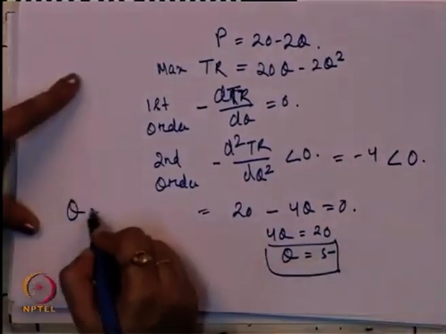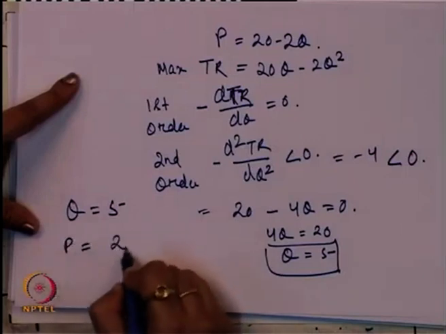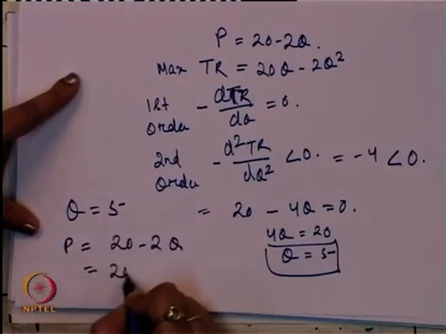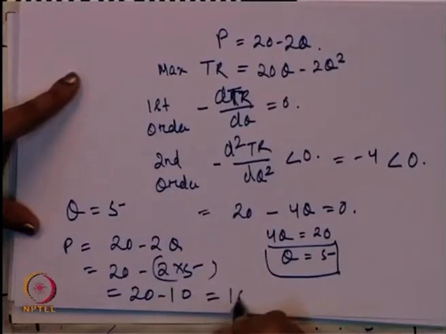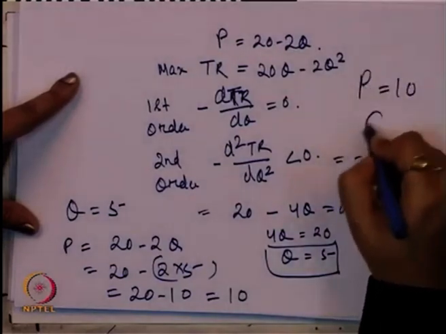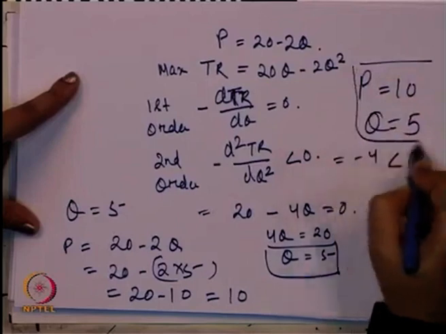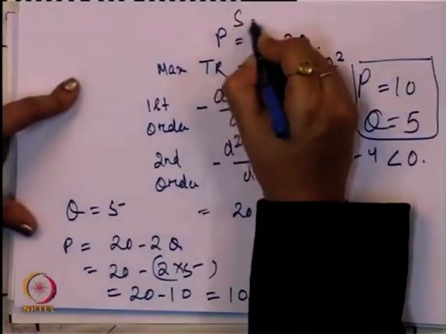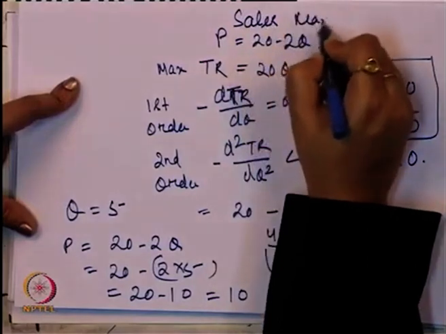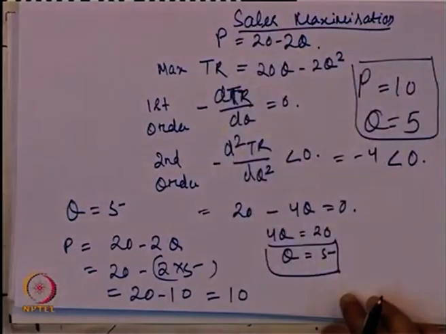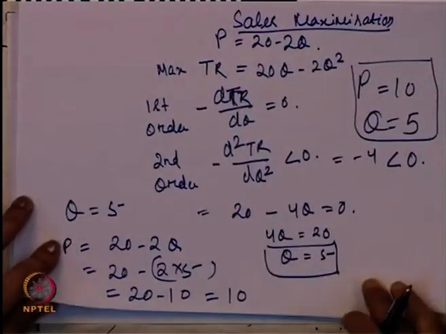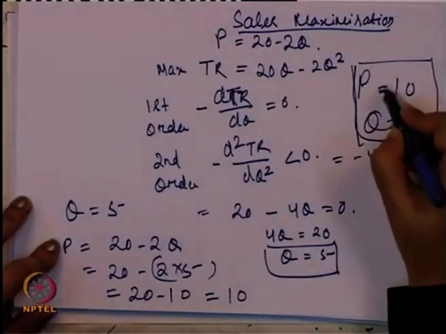If Q is equal to 5, then P is equal to 20 minus 2Q, so 20 minus 2 multiplied by 5, which is 20 minus 10, equal to 10. So P is equal to 10 and Q is equal to 5 in case of sales maximization. In the case of profit maximization, the price we discussed in the previous case was 16 and quantity was 2, and for sales maximization, P is equal to 10, Q is equal to 5. So how can we conclude about these two kinds of pricing?